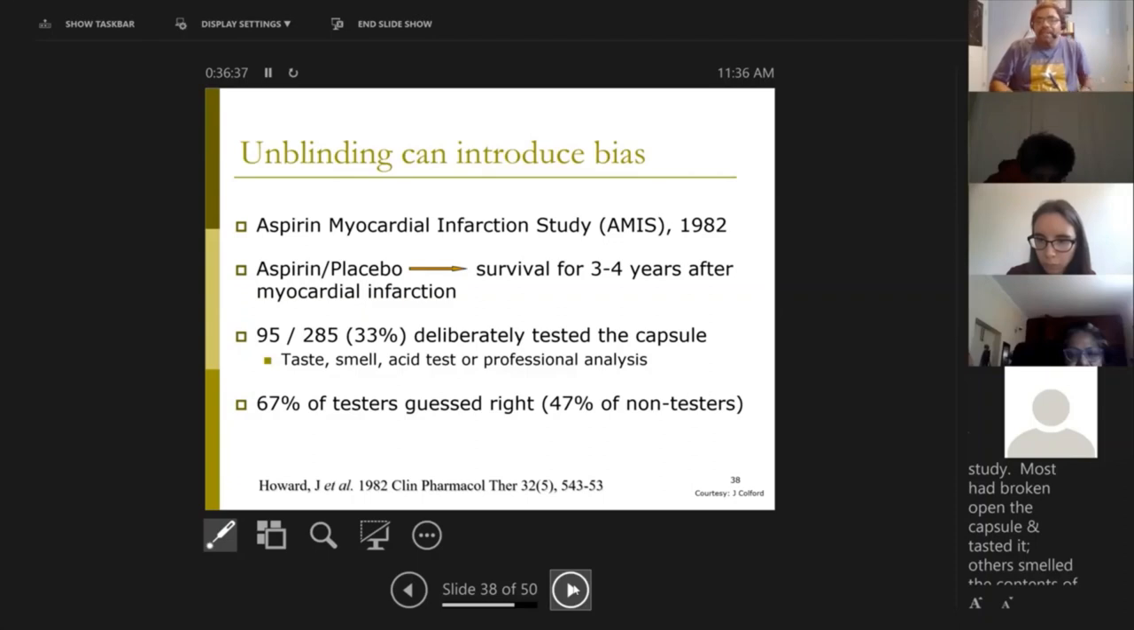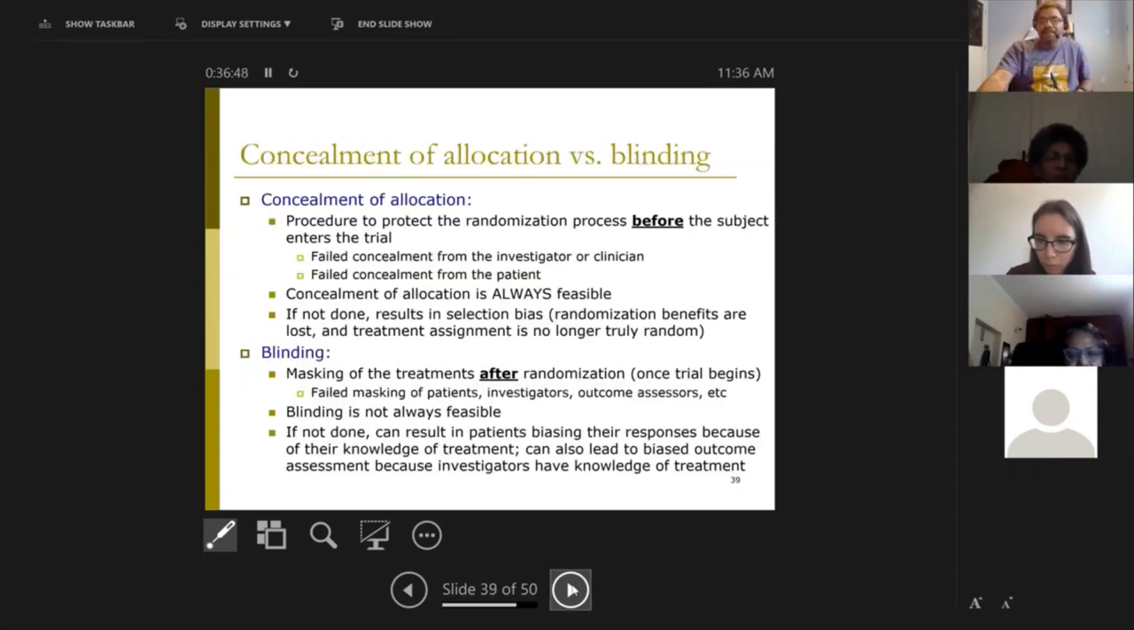And generally, those who tested the pills got it right, which means accidental unblinding in this trial did create a problem. And I've written a case study on it that you're welcome to look at, okay?